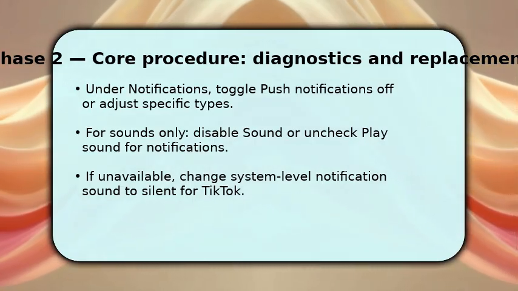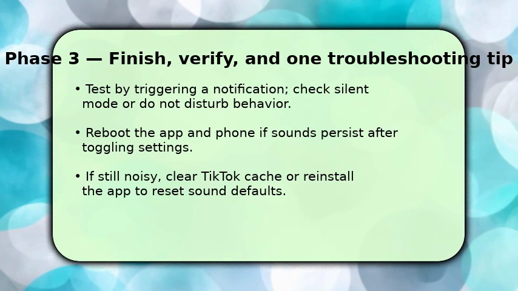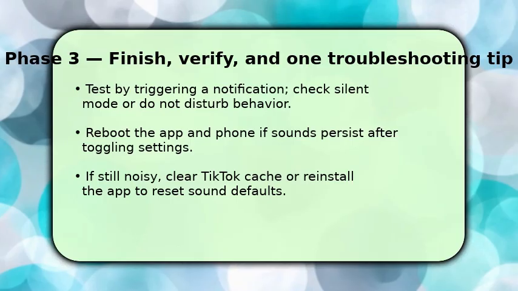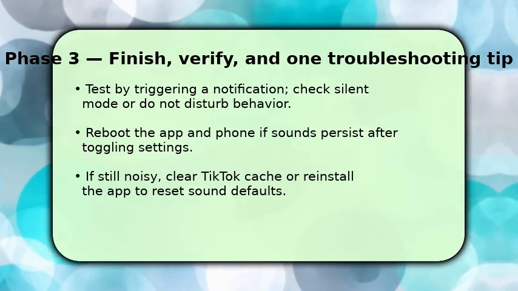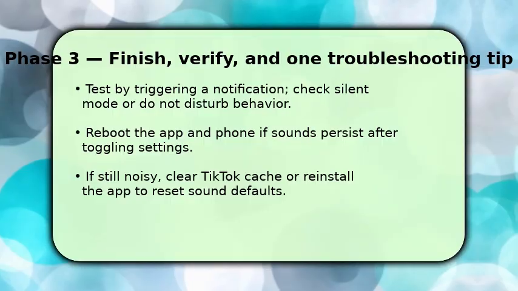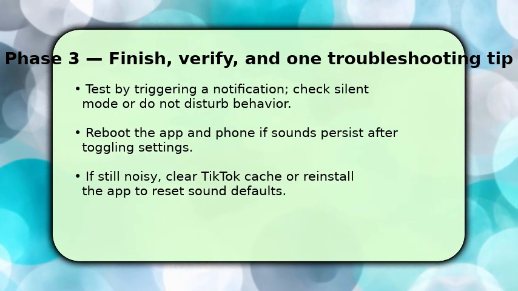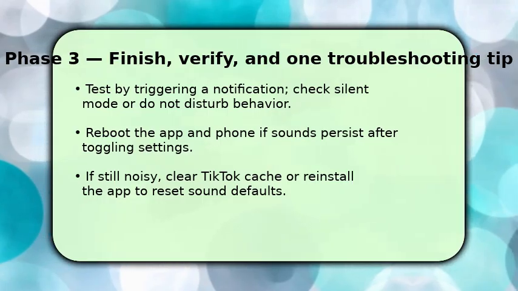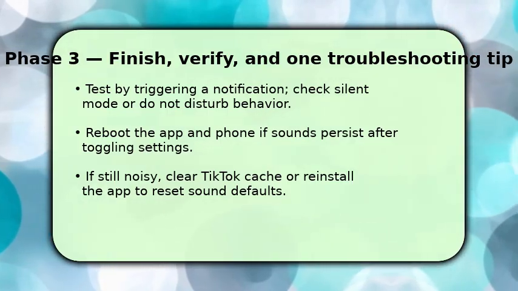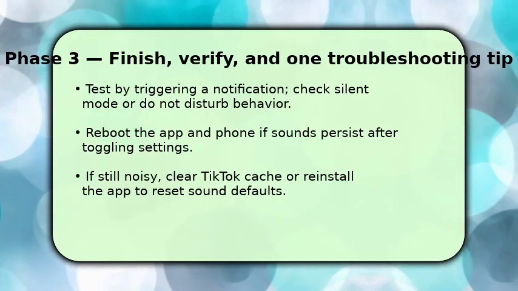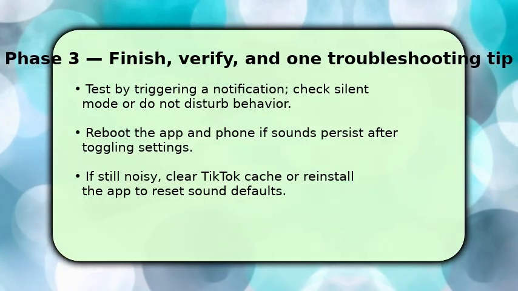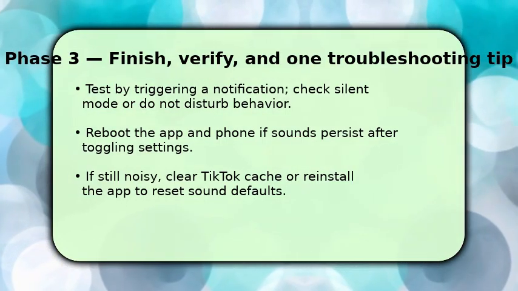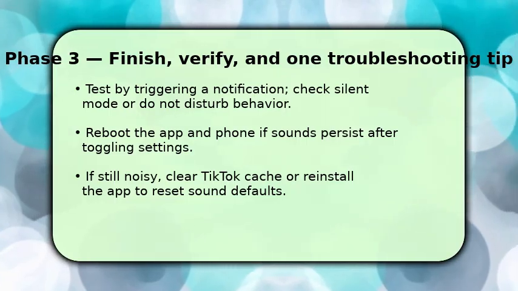Finish by testing. Ask a friend to send a message or create a quick notification to confirm silence. If sound persists, close the app and reboot your phone. This clears transient audio sessions. Next, clear TikTok cache from settings or uninstall and reinstall the app to reset defaults. This solves corrupt preference files. If nothing works, check system level, do not disturb or third-party sound apps. Make sure they're not overriding TikTok settings.